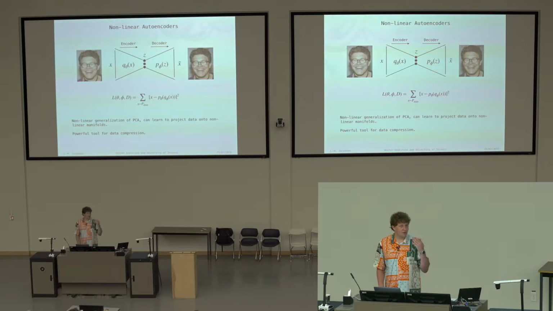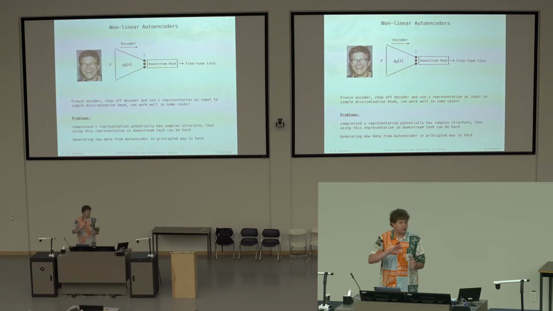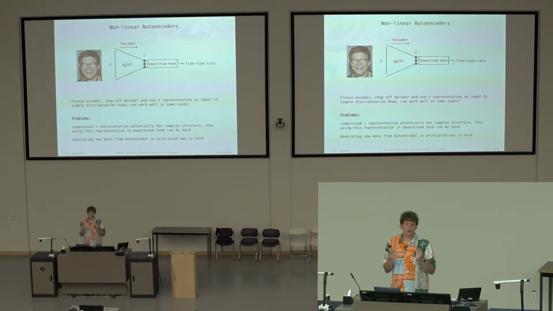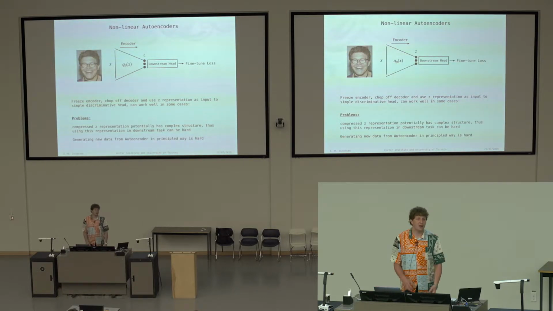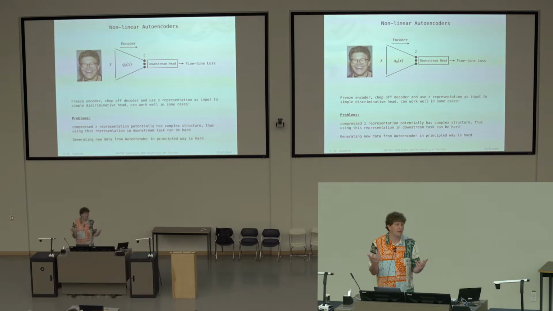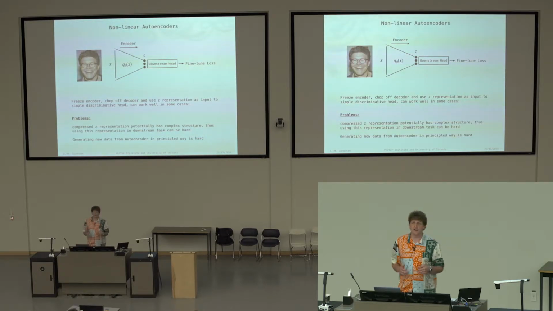So let's say we've trained this on a lot of unlabeled data. Then we can freeze the encoder, throw away the decoder, and use the Z representation to train some downstream head on that. So we train the classifier also with little data and fine-tune with only a couple of labeled examples. That can work very well in some cases, but there are also problems with this. The compressed Z representation potentially has a very complex structure. Thus, using this representation in downstream tasks can be hard, because it could be hard for, say, a linear classifier as the downstream head to disentangle the things you care about.